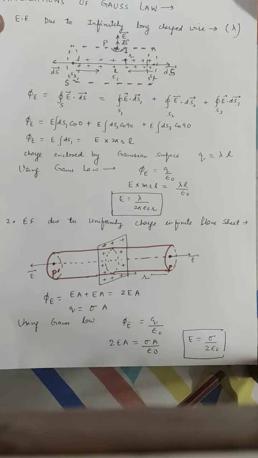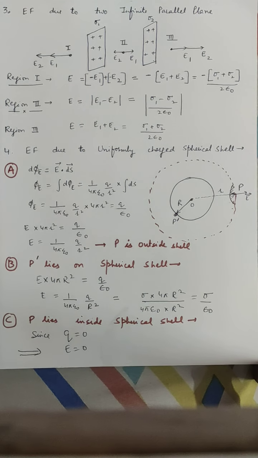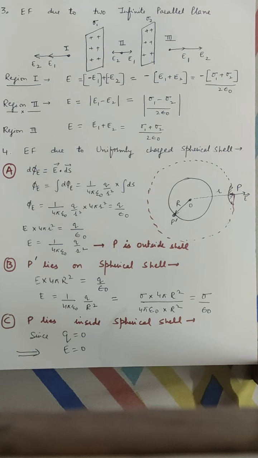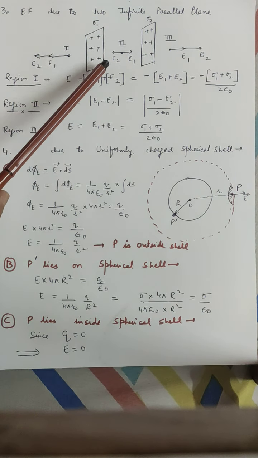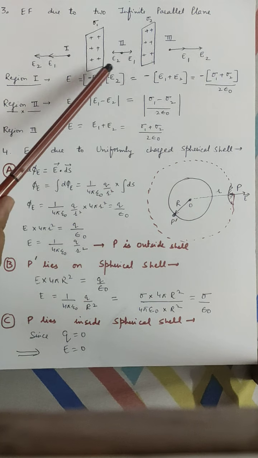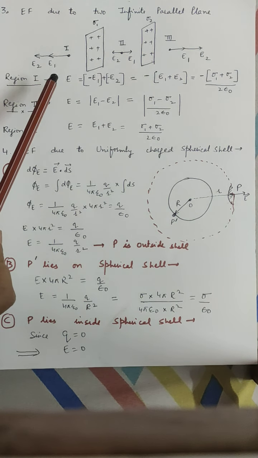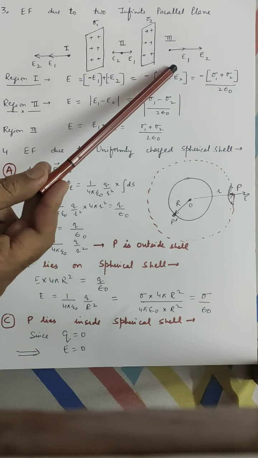Let's move to the next application. Electric field due to two infinite parallel planes. So these are two parallel planes having surface charge density sigma 1 and sigma 2, and positive charge is spread over these plane sheets. Suppose there are three regions at which we have to find electric field at point 1, at point 2 and at point 3.